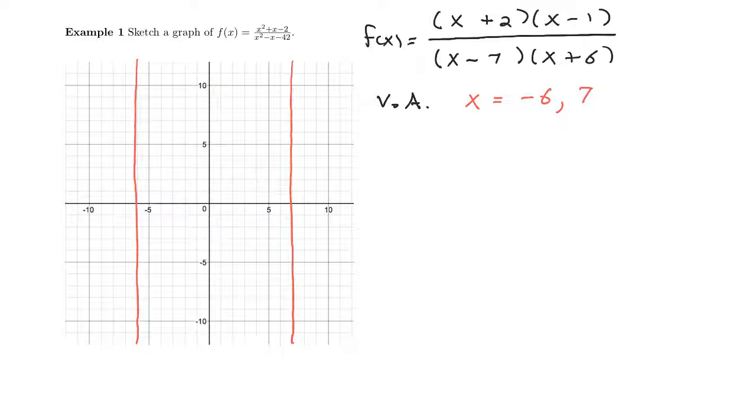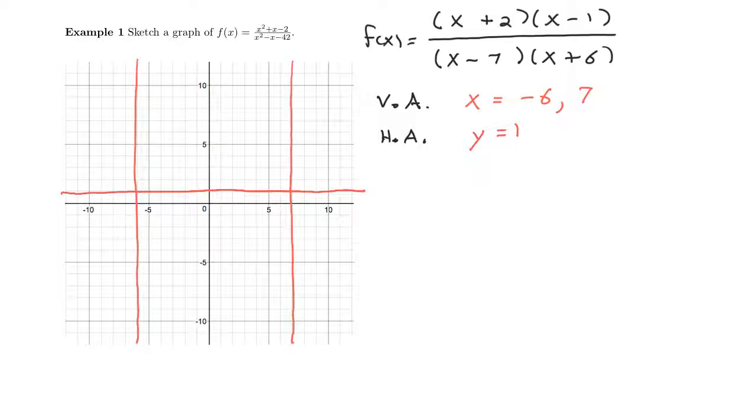If I want the horizontal asymptote, I have to go back to the original function and look at the ratio of the numbers in front of the largest powered x terms. So it's going to be 1 divided by 1, or just y is equal to 1, and I'll place that on my graph. So I have a horizontal asymptote, I have 2 vertical asymptotes.